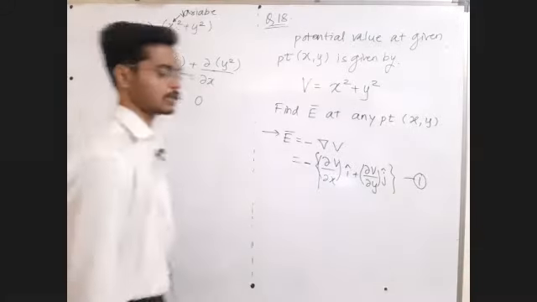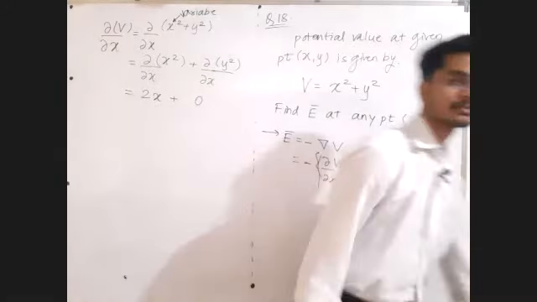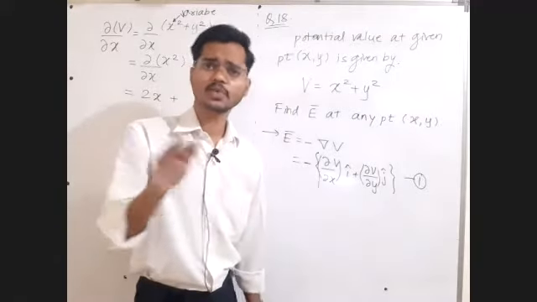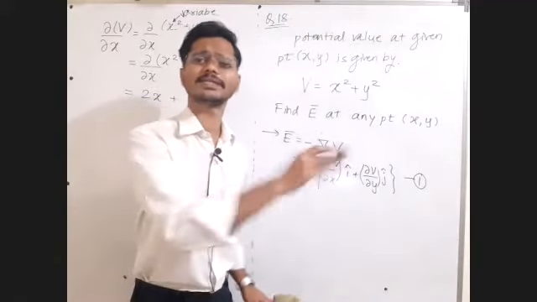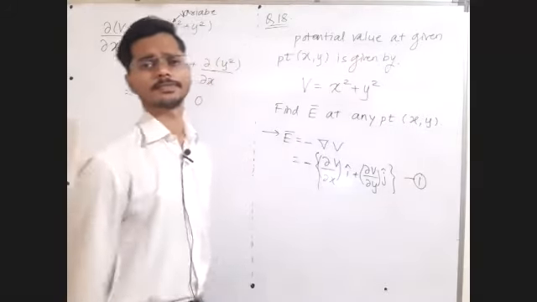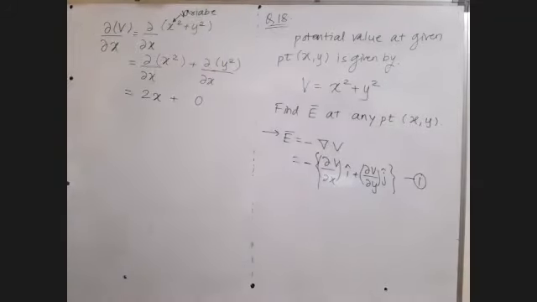Reply me in the chat box, clear and written. Finding partial derivative with respect to x, then x terms are variable, all other terms, y terms and z terms, are constant. Everyone shall reply this.